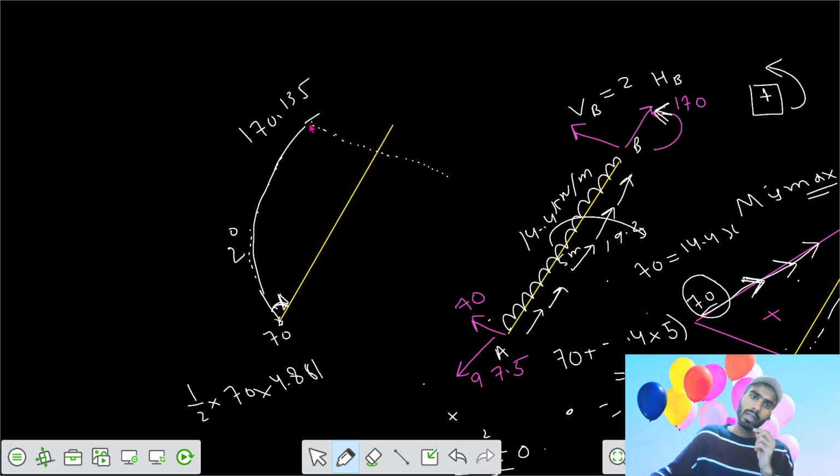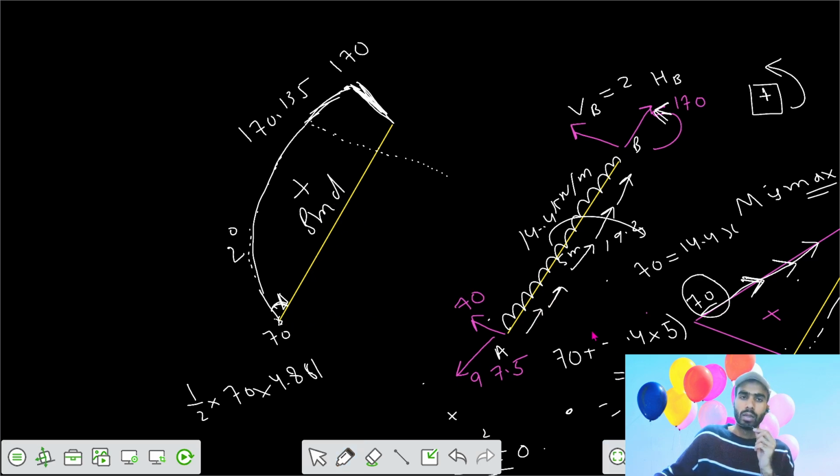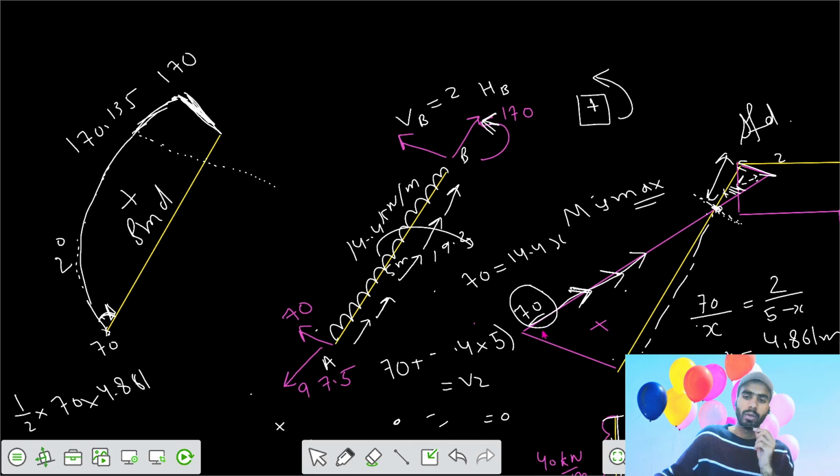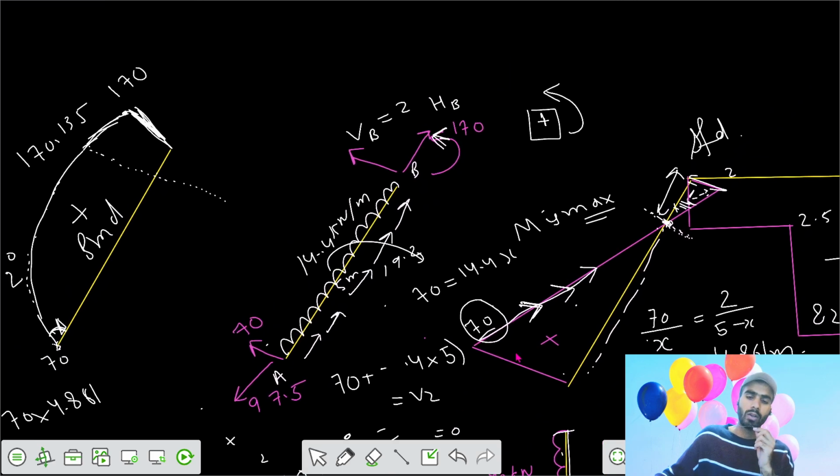At the end, your value of that bending moment is 170. So you need to connect the two points. This is your bending moment diagram, a positive bending moment diagram for your member AB. It should be 170, because that joint equilibrium has to be maintained.